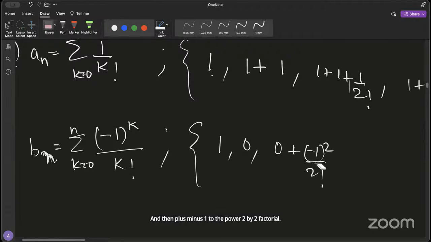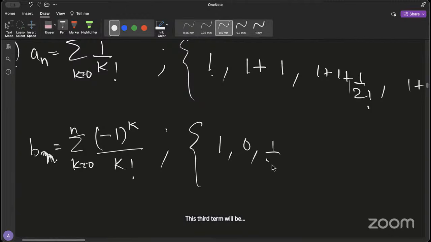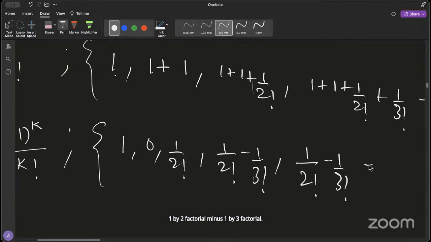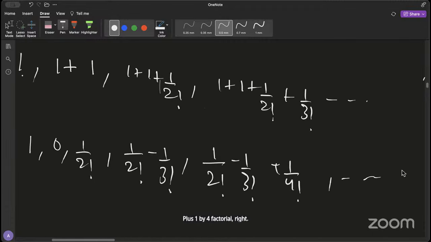So this will be 1 by 2 factorial. This third term will be 1 by 2 factorial. Then next will be 1 by 2 factorial minus 1 by 3 factorial. Then this will be 1 by 2 factorial minus 1 by 3 factorial plus 1 by 4 factorial, right? And it will keep going on like this.